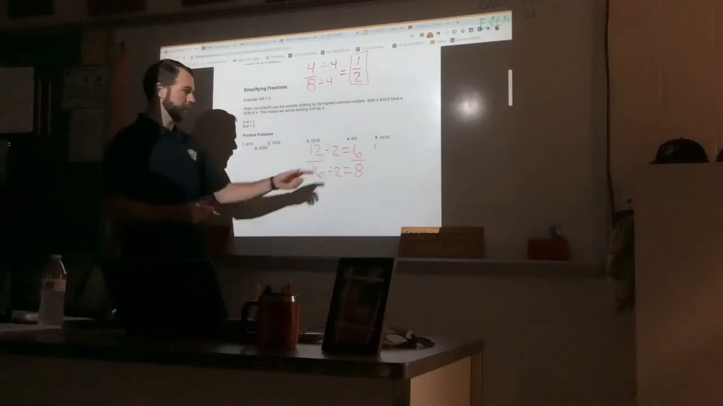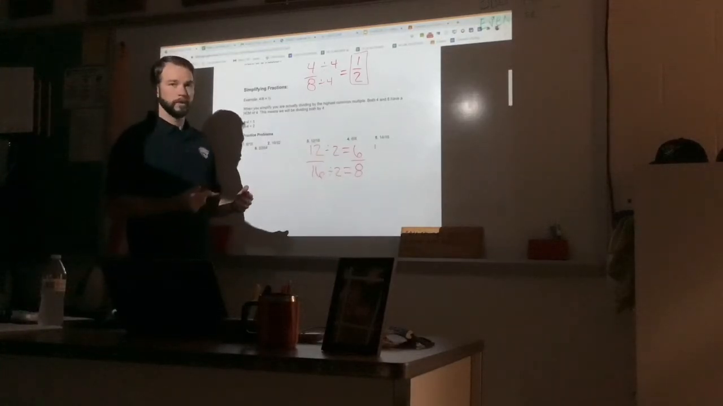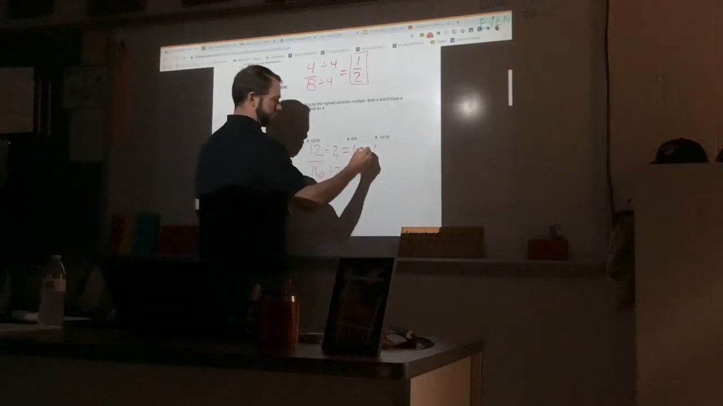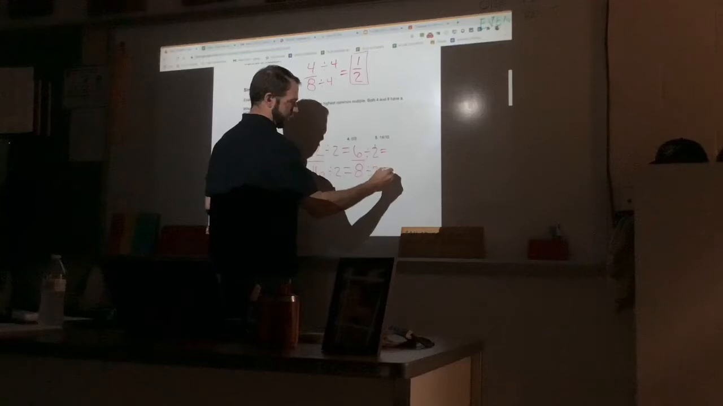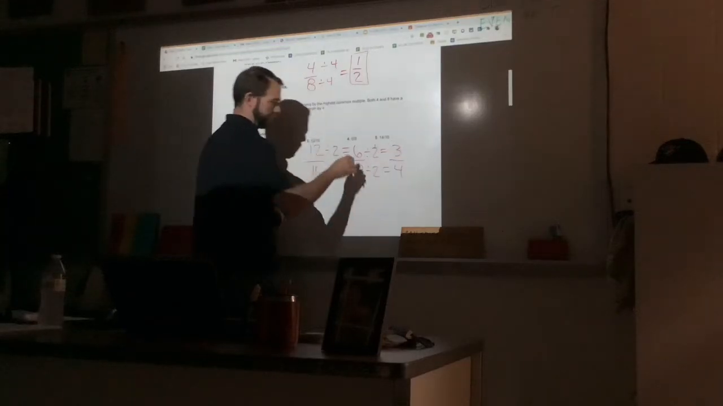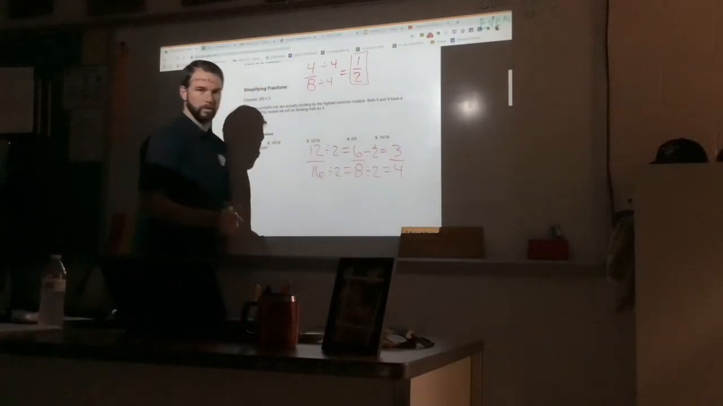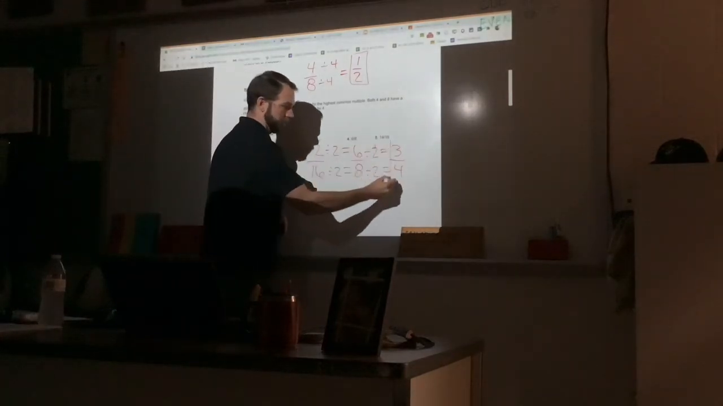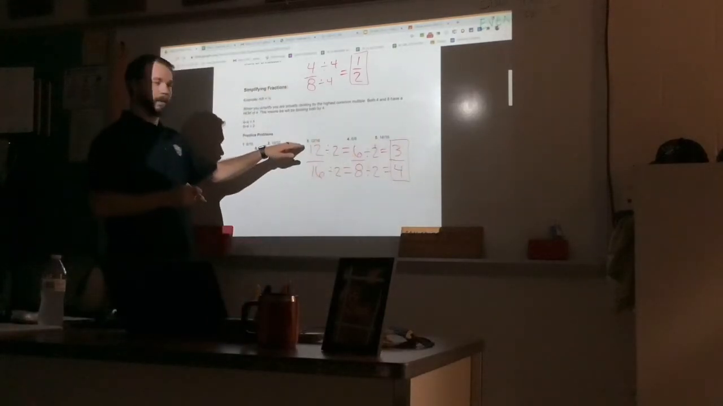Now, we're looking at our top number. If it's still even, then we need to reduce again. So we can keep going by 2 until we get an odd number on top. 6 divided by 2 gives us 3. 8 divided by 2 gives us 4. 3 is our odd number on top, which means we are finished. So that is how we get the answer to number 3.